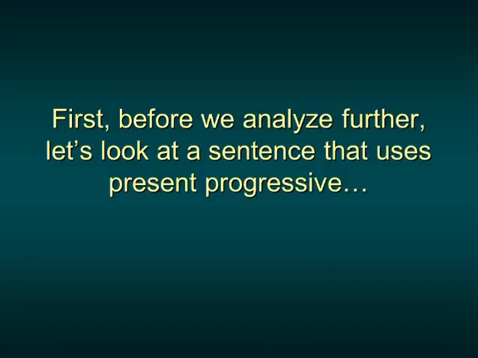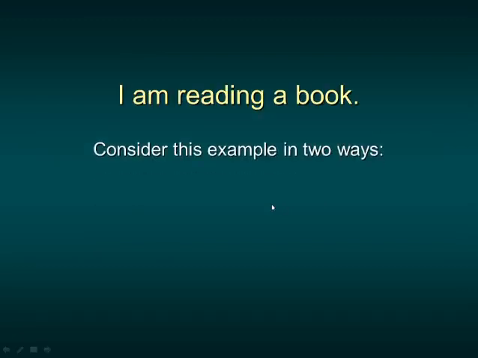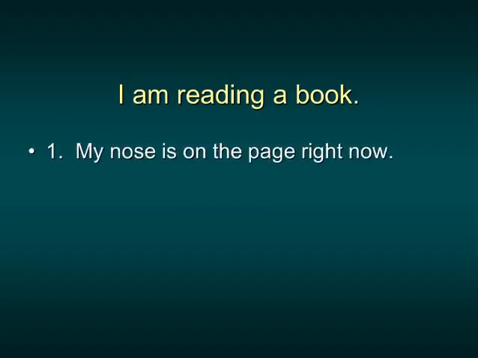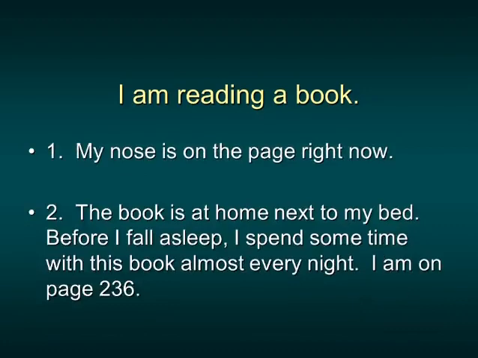First, before we analyze further, let's look at a sentence that uses present progressive. I am reading a book. We can consider this in two ways. My nose is on the page right now. Or the book is at home next to my bed. Before I fall asleep, I spend some time with this book almost every night. I am on page 236.